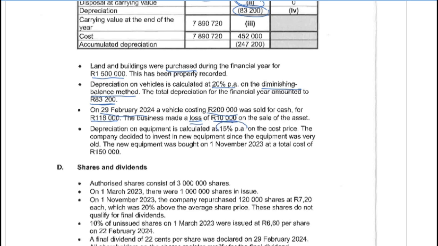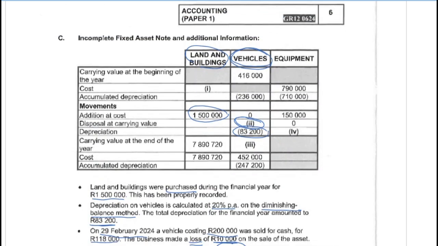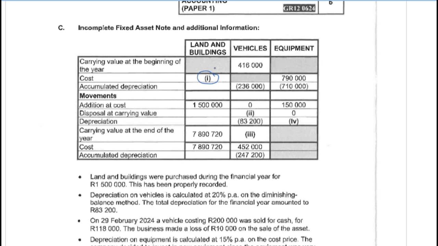Depreciation on equipment is calculated at 15% per annum on the cost price. The company decided to invest in new equipment since the equipment was very old. The new equipment was bought on 1 November 2023 at a total cost of 150,000 rands. If we look under the equipment asset class, we can confirm that additions of 150,000 rands took place during the year, and we can also see that the depreciation figure is missing, so we will have to calculate the depreciation figure. So let's have a look at missing amount number 1.